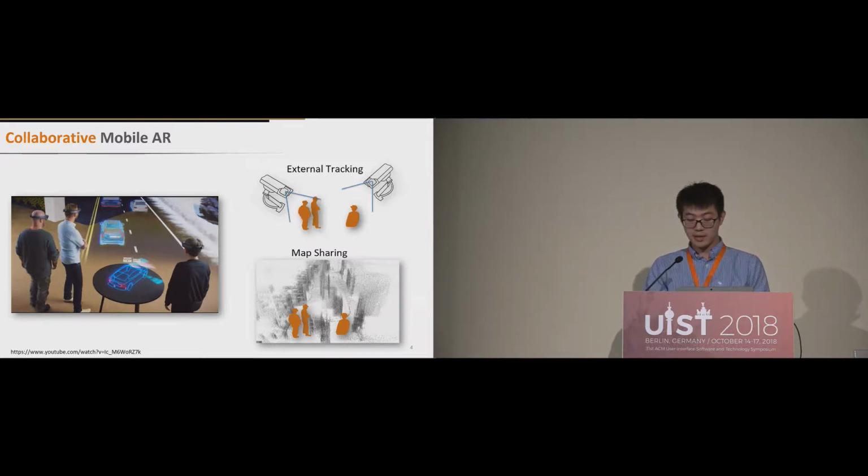For SLAM-based AR, sharing a pre-scanned map is commonly used. However, both of these approaches are less flexible across different environments. For example, the environment may not have the external tracking infrastructure, or for a new environment, we need to rescan the SLAM map.